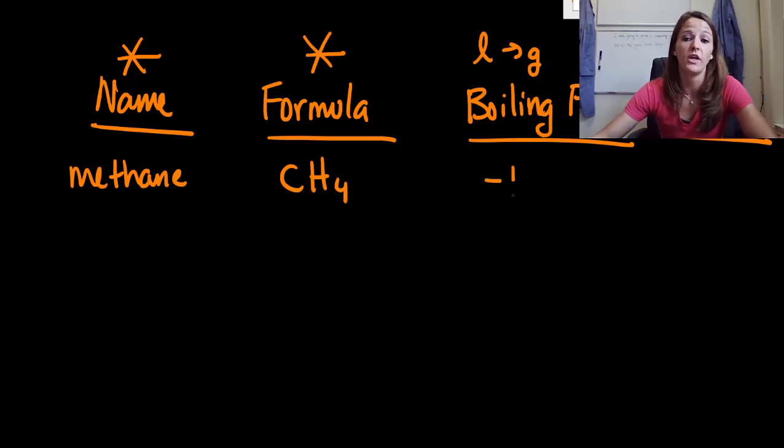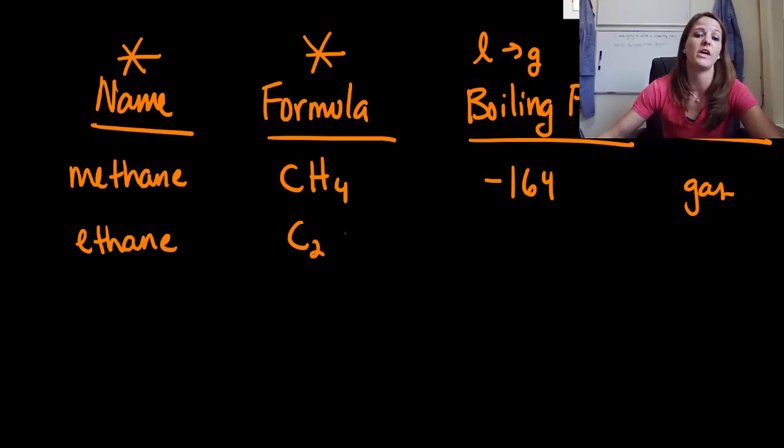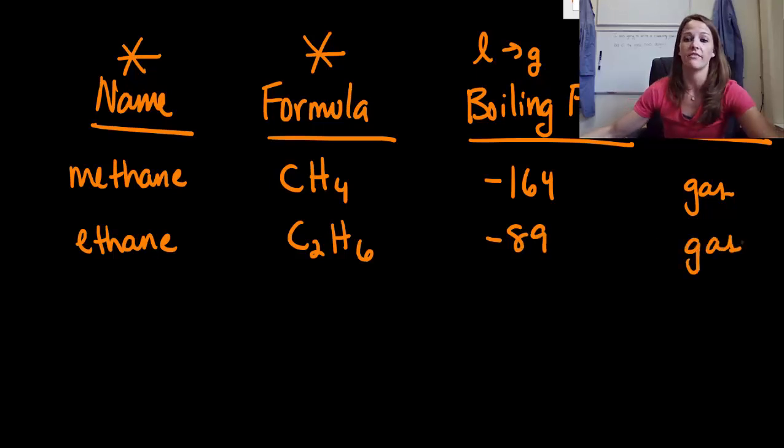It has a boiling point of negative 164 degrees Celsius. It's below 25, so that means this must be a gas at room temperature. Next one is going to be ethane. Ethane, saying we have 2 carbons, and then we have 6 hydrogens. This has a boiling point of negative 89 degrees Celsius. Also below 25, definitely a gas.